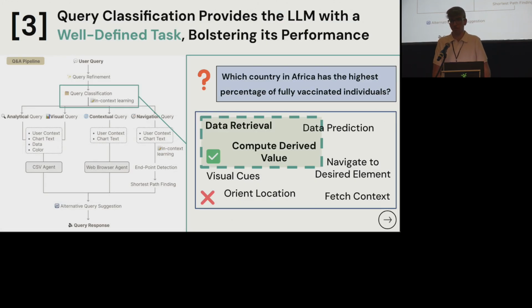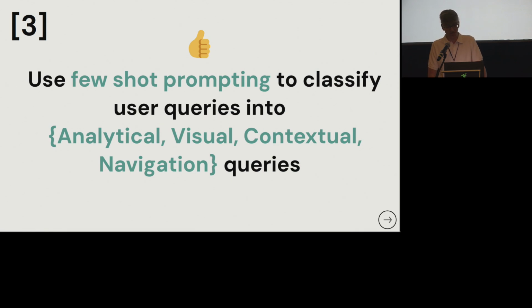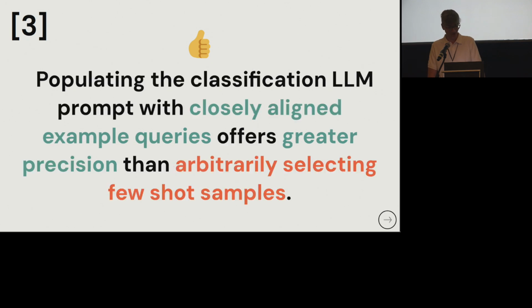Furthermore, we also employ query classification with the aim of creating more well-defined tasks for our large language model. We utilize few-shot prompting to classify user queries into one of 4 categories: analytical queries, which rely on data, visual queries for visual encodings, contextual queries for background information that may be pertinent to the chart, and finally navigation queries, which is the example we saw from before.